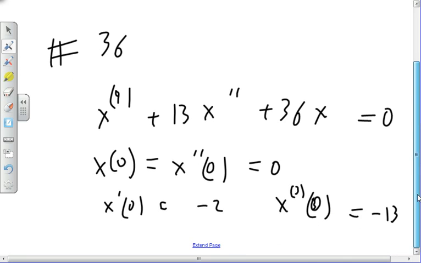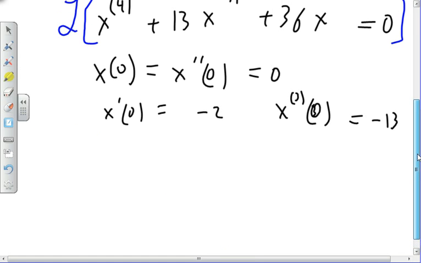So the chances of us being able to write down the Laplace transform of the entire thing are slim and none to get it right the first time, but we will do our best. Okay, so are we ready? Laplace transform of what's on that side.